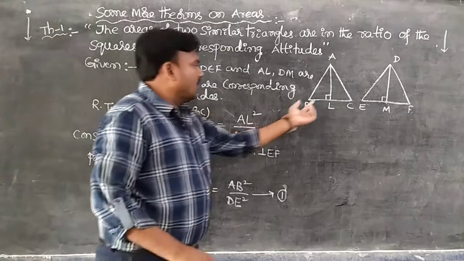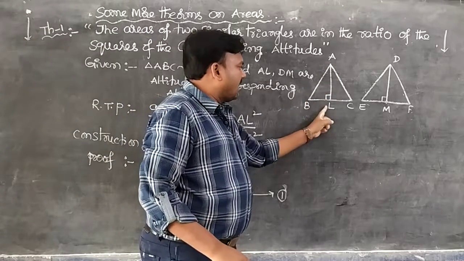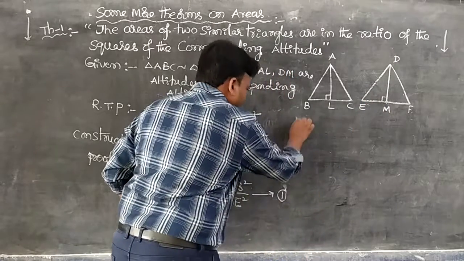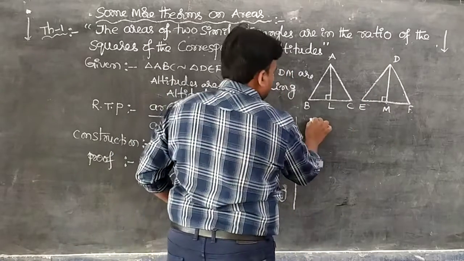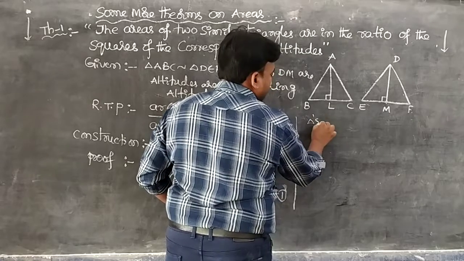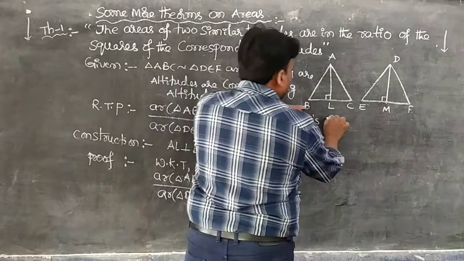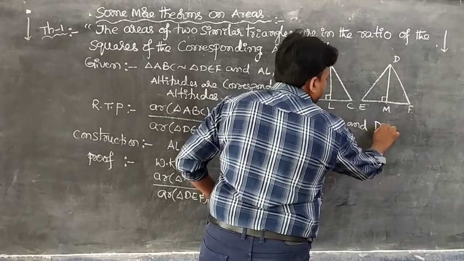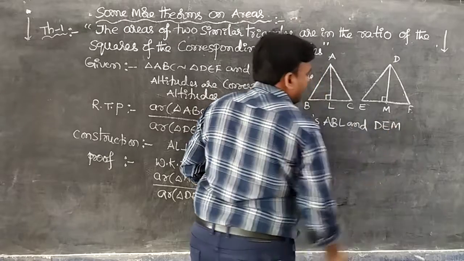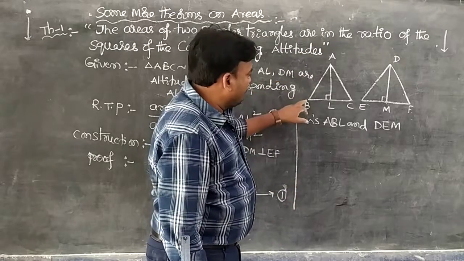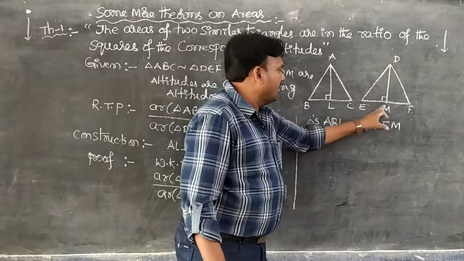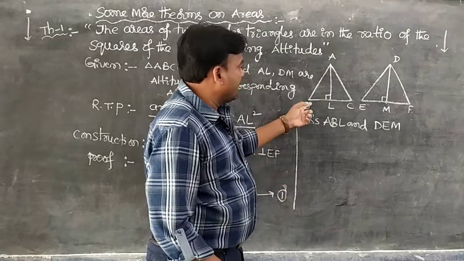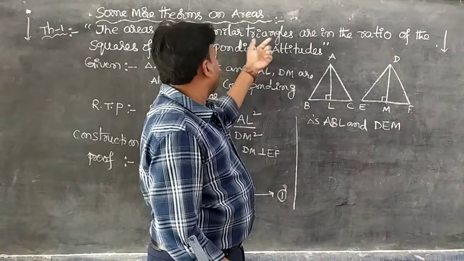And coming to what we proved, next we have taken triangle ABL and also triangle DEM. Simply like this, triangles ABL and DEM. It is ABL, DEM. Order is very important in geometry, students. So that implies both are similar, already given according to the problem.